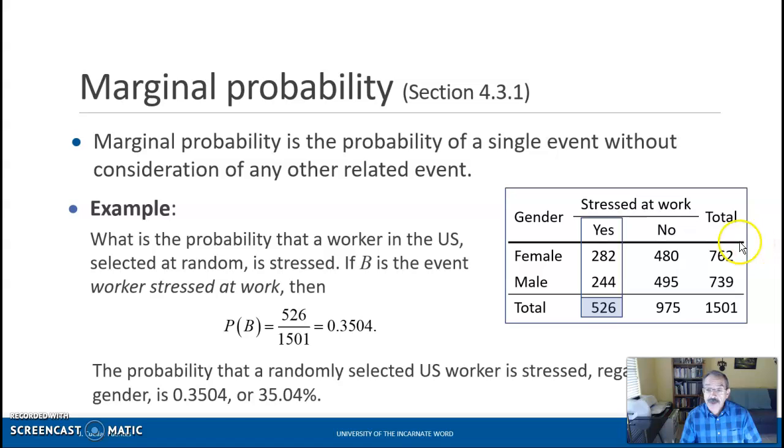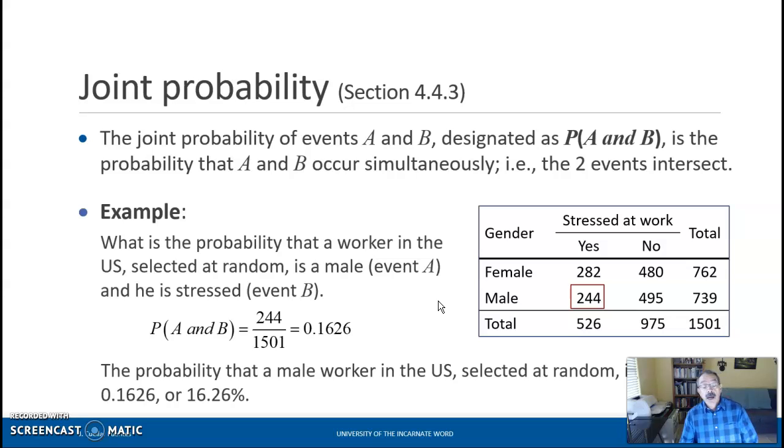Or you could have been asked to calculate the marginal probability of the worker being a female. Then you would divide 762 by 1,501. Or you could have been asked to calculate the marginal probability of a male. In that case, you would take 739 and divide it by 1,501. So you see that in this table, you have 4 possible marginal probabilities. Keep in mind, because when you're given a problem like this, you could be asked any of these marginal probabilities.